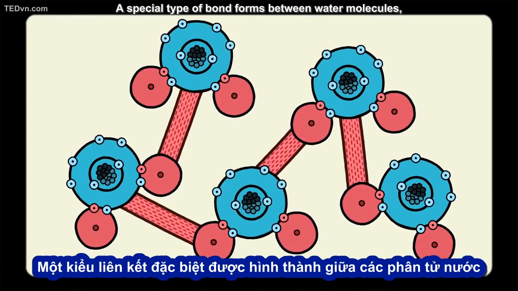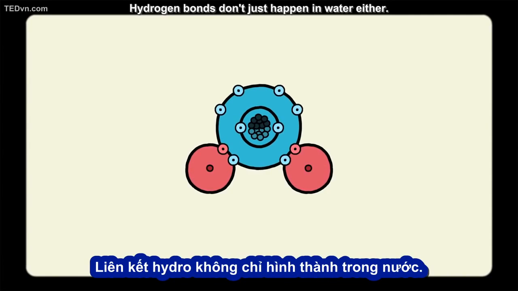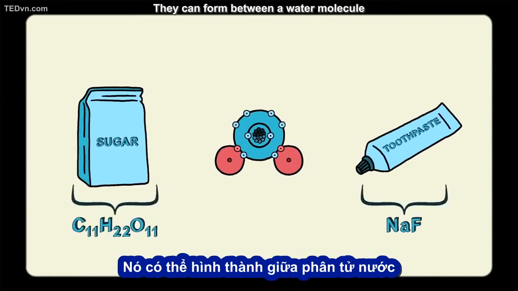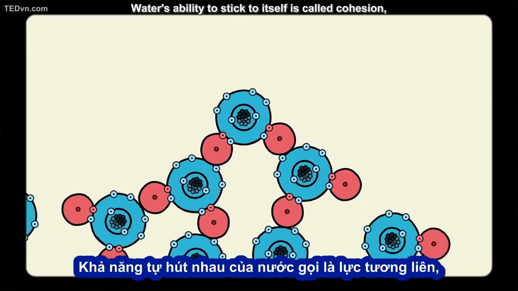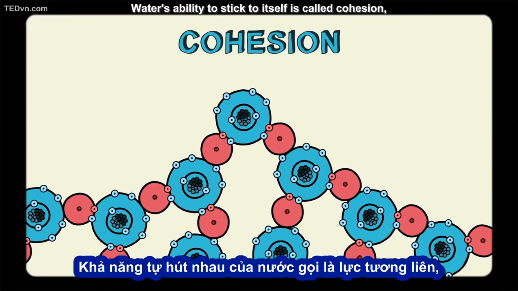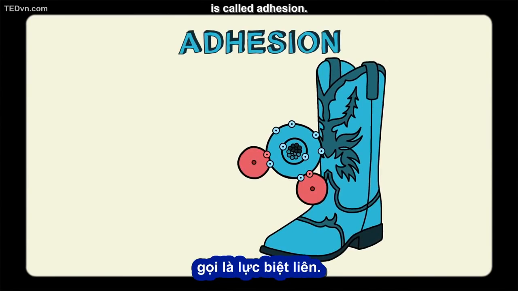A special type of bond forms between water molecules known as a hydrogen bond. Hydrogen bonds don't just happen in water either. They can form between a water molecule and different substances that are polar or ionic. Water's ability to stick to itself is called cohesion, while water's ability to stick to other substances is called adhesion.